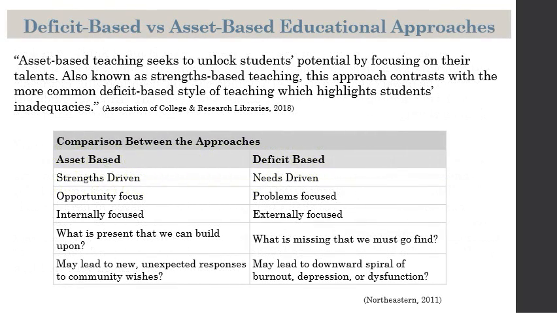There are two basic approaches that can be utilized by instructors in the classroom. Asset-based teaching seeks to unlock students' potential by focusing on their talents. It's also known as strengths-based teaching, and this approach is in contrast with a more common and more historic perspective of deficit-based style of teaching, which highlights students' inadequacies instead. You can see from the chart here the comparison between the two approaches.